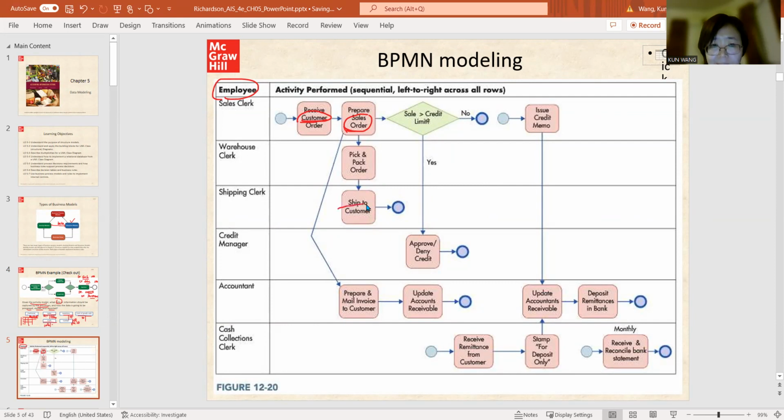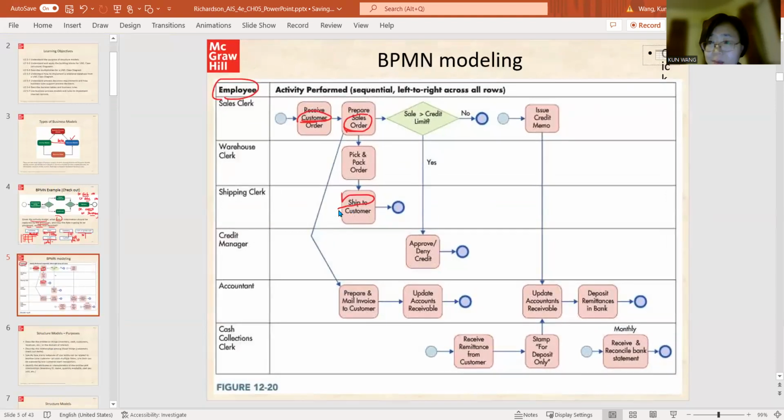Then shipment, the shipping documentation, credit history or credit record, invoices, customer invoices, accounts receivable, because this is mostly for wholesale, and cash remittance, bank statement, deposit remittance, which is also accounts receivable. Credit memo, so maybe another database.